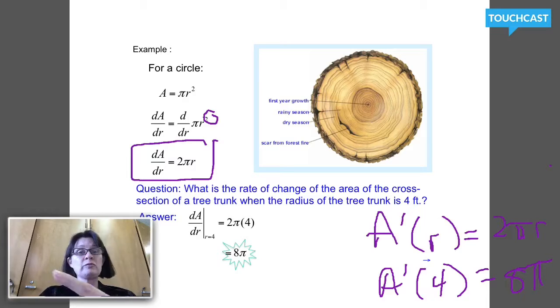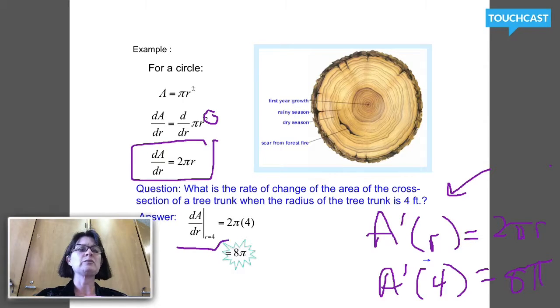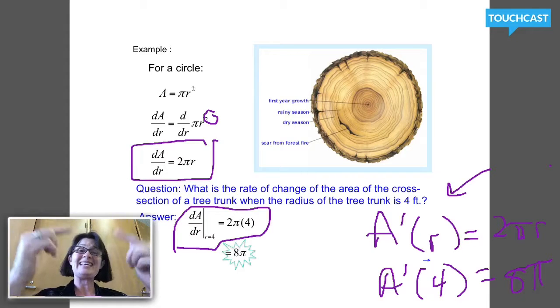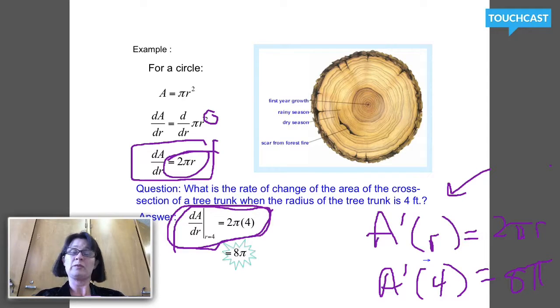Notice I've used this different derivative notation, which you need to have just as much experience with. But we don't treat it like function notation, where you put a little input value in the parentheses. If I've called my derivative dA dr, and I want to evaluate it at the time when r equals 4, I make a very tall vertical line, and I put a little tiny r equals 4 underneath it. I'm going to highly recommend that you practice this notation. It takes some getting used to. So the rate of change of the area of the tree trunk with respect to the radius when the radius equals 4 is 2 times pi times 4, this same formula, but with 4 in the place of r, and that does equal 8 pi.